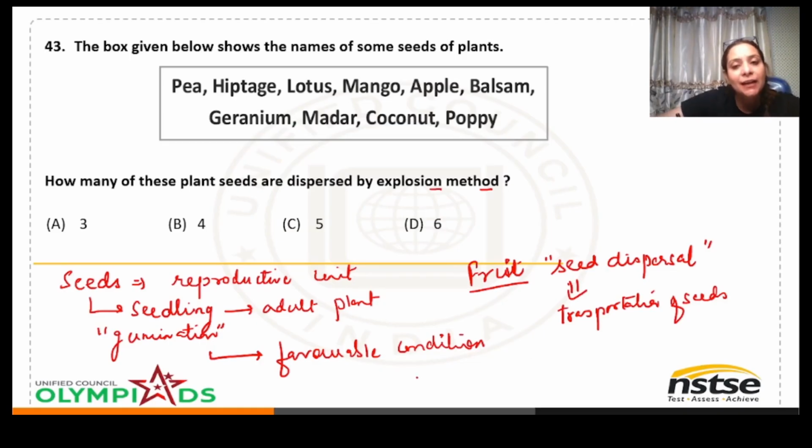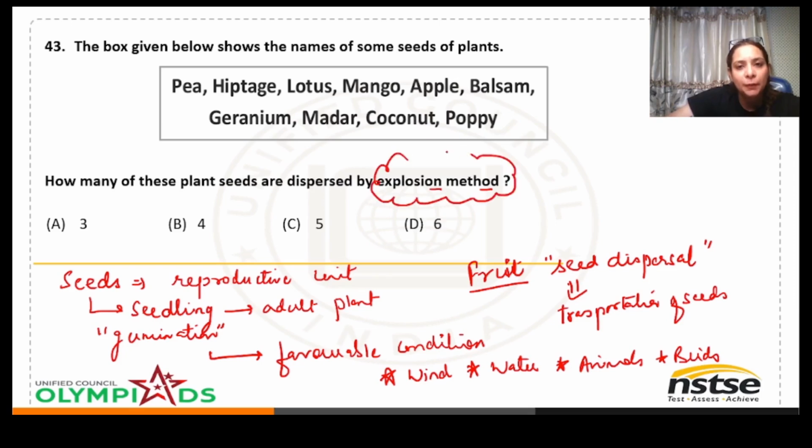Now seed dispersal can occur through agencies. It can occur through wind. Seeds can be carried by wind, by water, by animals, by birds. And sometimes there is a method which is asked here, that is explosion method. That is, fruits burst out with high energy so that seeds get spread. And all those seeds which get favorable conditions germinate and give rise to a separate individual. So here we need to pick those plants which disperse seeds by explosion method, that is bursting method.